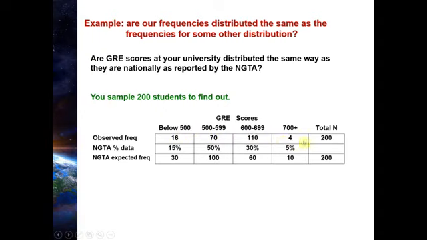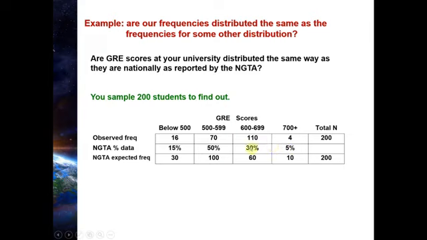Notice how they all add up to 200 because you surveyed 200 people, and these are the observed frequencies. So these are the actual data. Now, you go online and you find out what the percentages are for the NGTA, so the national data. And on their website, they claim that 15% of students nationally fall into this lowest category, below 500, followed by 50% in this category, then 30%, and then 5%.